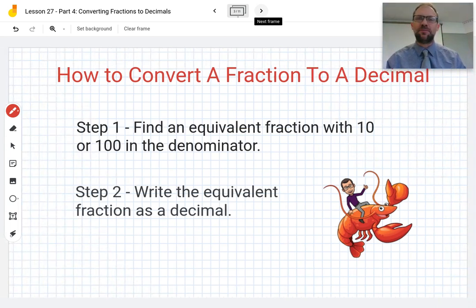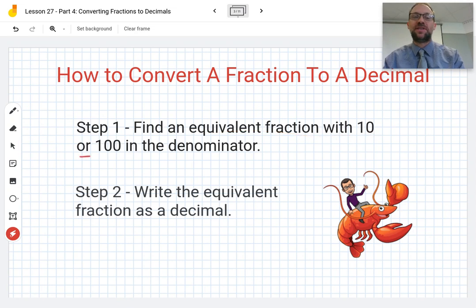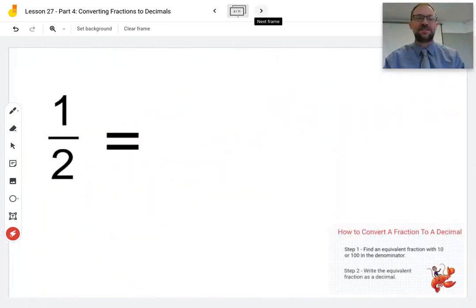But what if our denominator is not a base 10 number like 10, 100, or 1,000? What if it's another kind of number? Well, today we learn one strategy to convert those fractions: how to convert a fraction to a decimal. Here's our two-step strategy for today. Step 1, we're going to find an equivalent fraction with 10 or 100 in the denominator. So if we're not given 10 or 100 or 1,000 to start, let's get 10, 100, or 1,000. And once we do, in step 2, we can then, just as we did yesterday, write the equivalent fraction as a decimal.